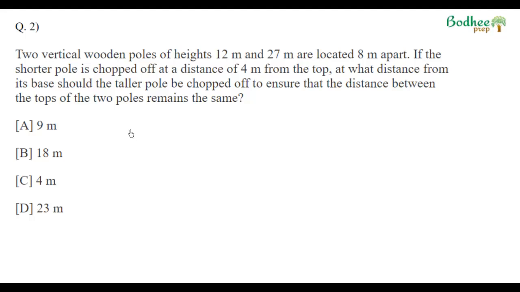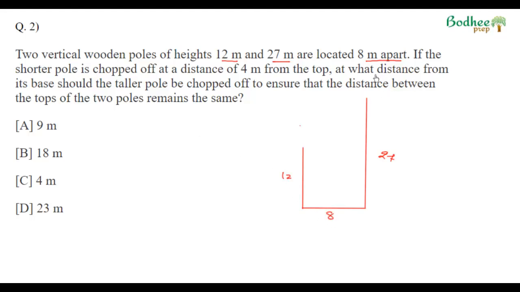Now in this question it says that there are two vertical wood poles of height 12 meter and 27 meter, and they are located 8 meter apart. So let's draw this scenario. So this is the first pole, so this is 8 and this is the second pole, right? So this is 12 meter, this is 27 meters. And this is also 8 meter.